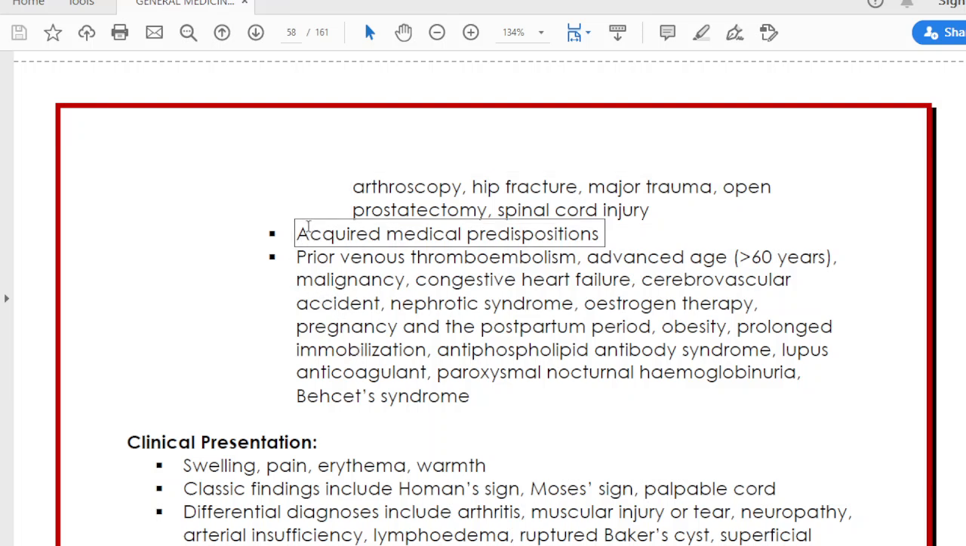Acquired medical predispositions: prior venous thromboembolism, advanced age >60 years, malignancy, congestive heart failure, cerebrovascular accident, nephrotic syndrome, hormone therapy, pregnancy and the postpartum period, obesity, prolonged immobilization, antiphospholipid antibody syndrome, lupus anticoagulant, paroxysmal nocturnal hemoglobinuria, Behçet's syndrome.